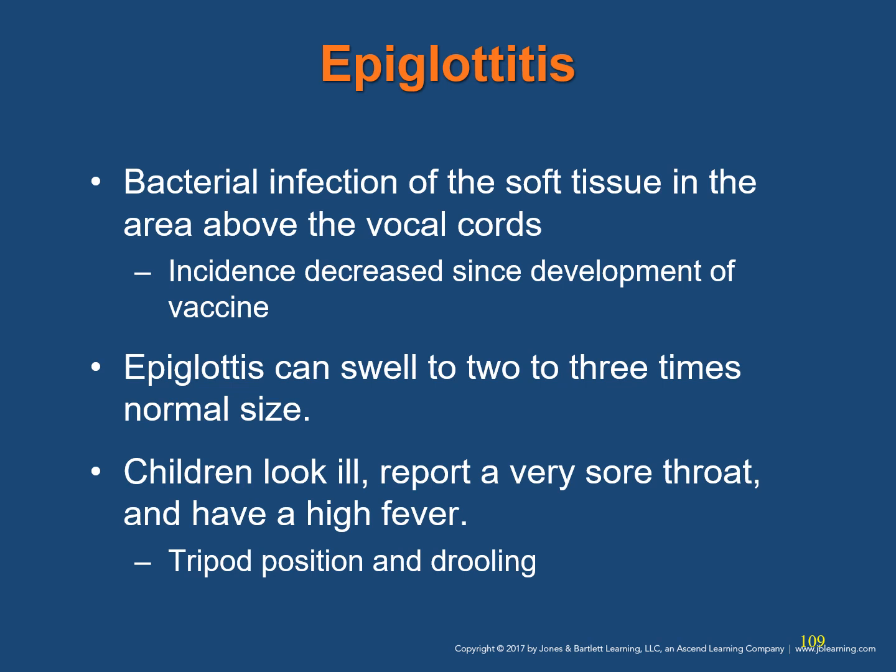Epiglottitis. Epiglottitis is an infection of the soft tissue in the area above the vocal cords. Bacterial infection is the most common cause. Since the development of a vaccine against one organism that causes epiglottitis, the incidence of this disease has dramatically decreased. In preschool and school-age children especially, the epiglottis can swell to 2 to 3 times its normal size. Children with this infection look ill, report a very sore throat, and have a high fever. They will often be found in the tripod position and drooling.